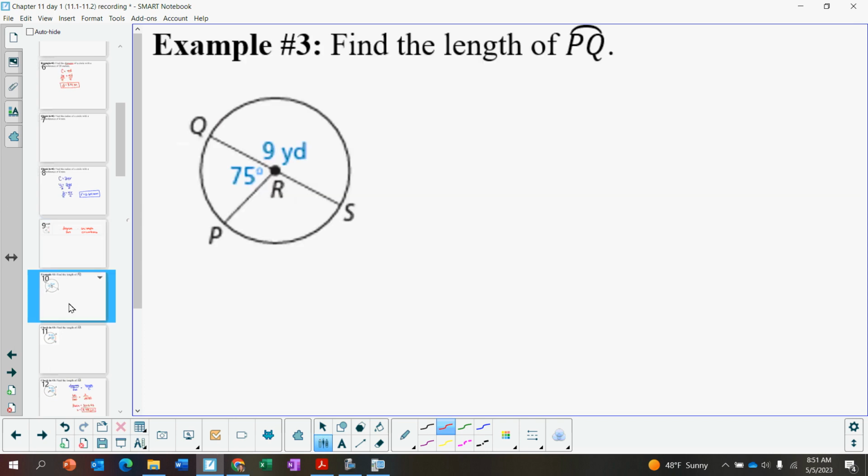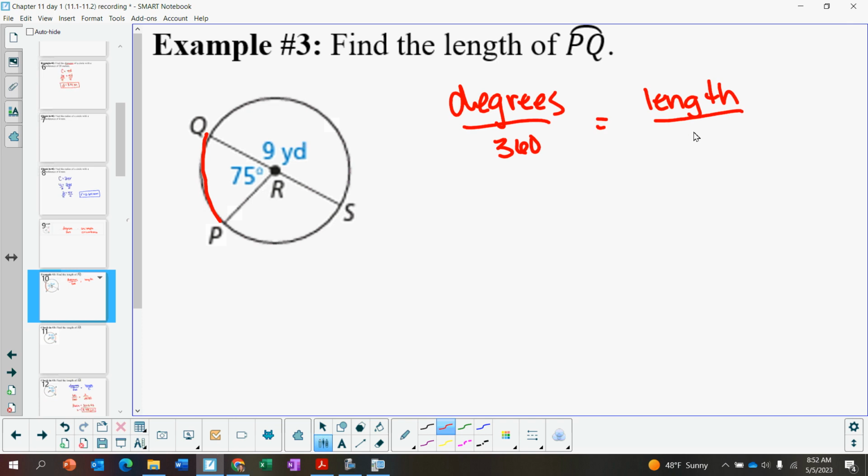So our first example, we want to find the length of arc PQ. So arc PQ is over here. We know it's degrees over 360 equals the length over the circumference. I'm just shortening it up here right now. So this was 75 degrees over the 360 equals, the length is what I'm looking for, so x over, and I'm given the diameter. So it makes the most sense to use pi d down here, so that's pi times 9. So I'm going to cross multiply, right?